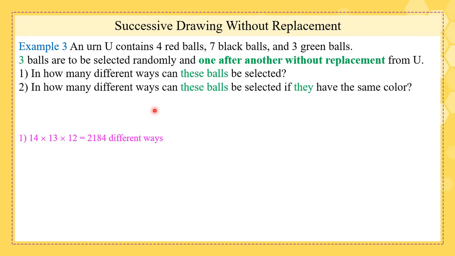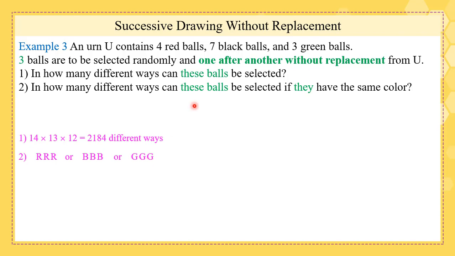Now we're going to go deeper into how many different ways these balls can be selected if they have the same color. Now we have a certain condition that should be satisfied. The condition states that the selected balls should have the same color. Let's see how we do it. The first could be red, the second red, the third red, or the first could be black, the second black, and the third black, or the first could be green, the second green, and the third green.